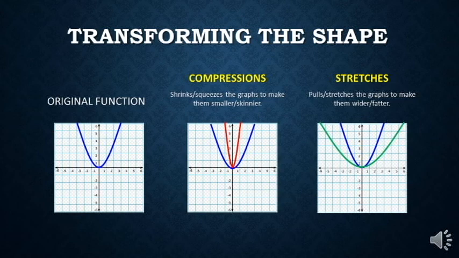Now look at the third picture. We call this a stretch. We started with our original blue curve, but the green curve shows that V shape, but only a little wider. So we stretched it or pulled it apart. Stretching a graph pulls the graph to make them wider or fatter.